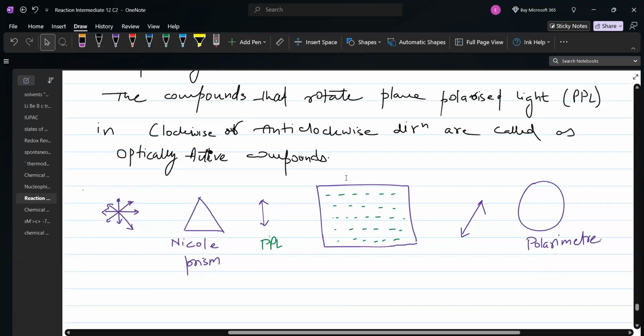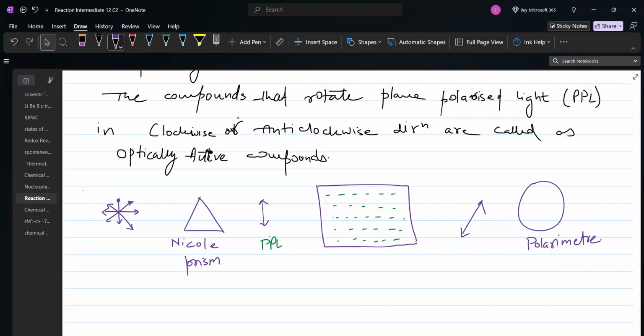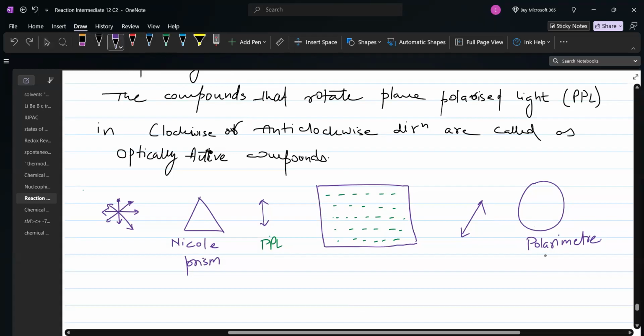Yes, sir. And what does a polarimeter do? As I have said, it measures the angle by which the plane polarized light has been rotated.